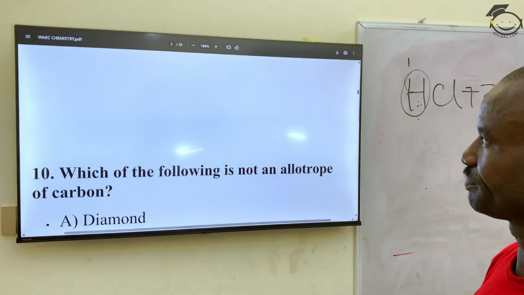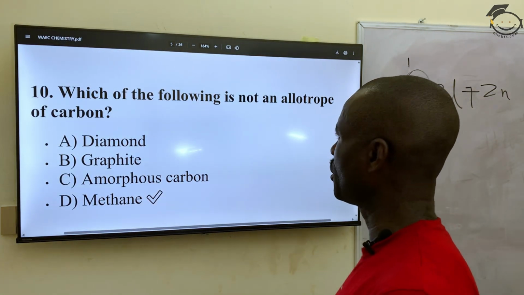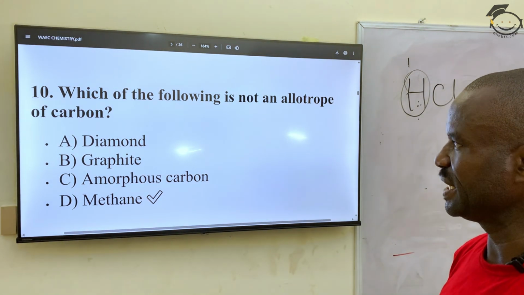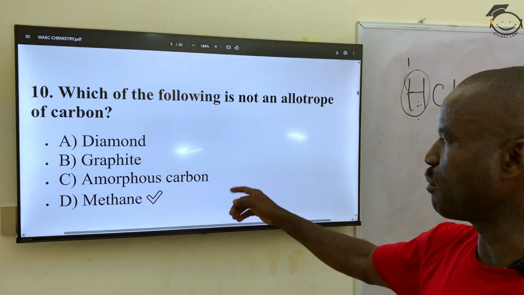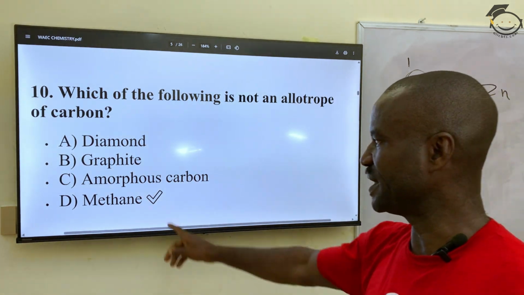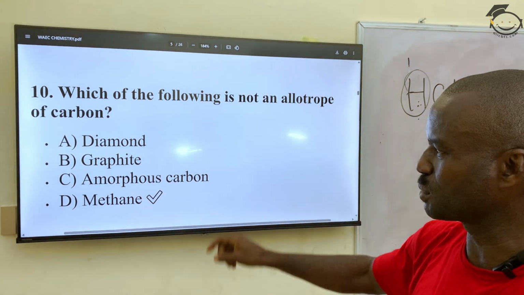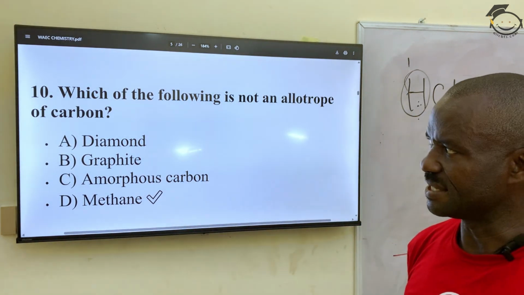Question 10. Which of the following is not an allotrope of carbon? A, diamond, B, graphite, C, amorphous carbon, and D, methane. Methane is a gas. The other three are allotropes of carbon. So the correct answer is D.